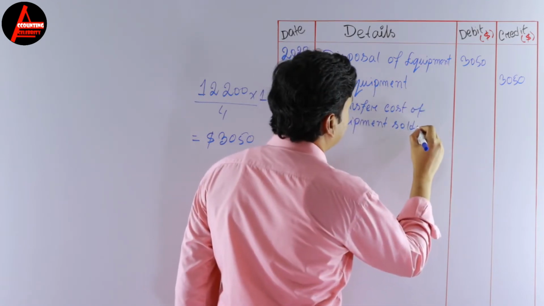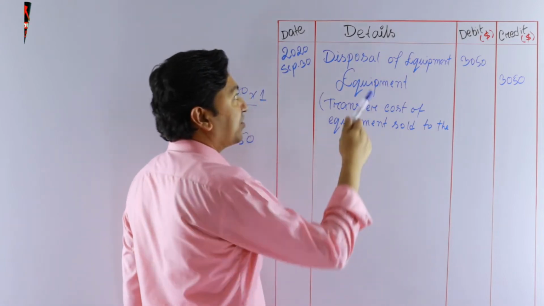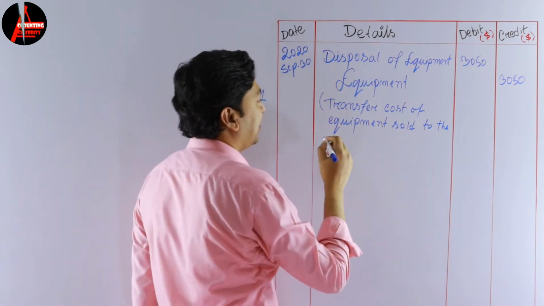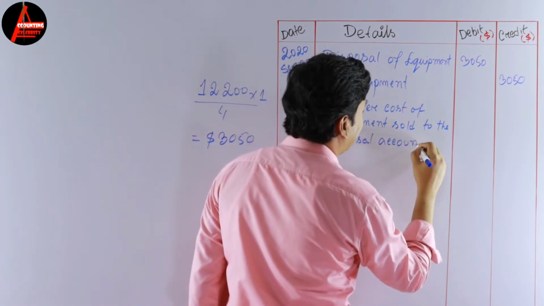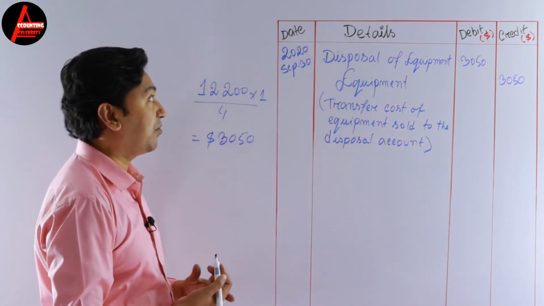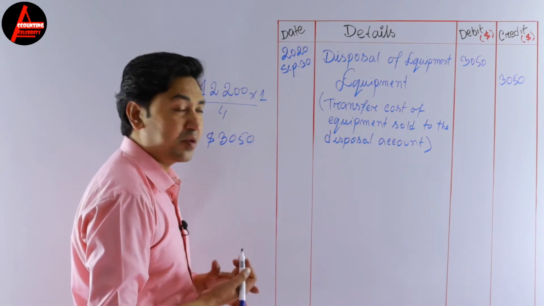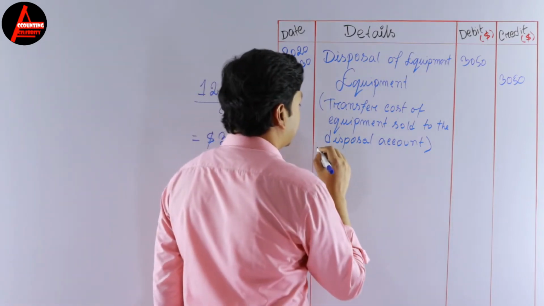Equipment sold to the, where we transferred? We transfer to the disposal account. Yeah, so let us write here disposal account. Okay, very good. So this is how we have to remove the asset of the balance sheet. Okay, so let us close this transaction here.